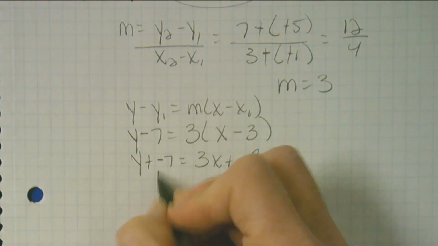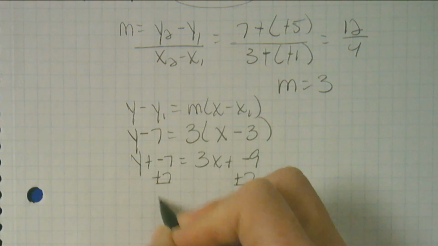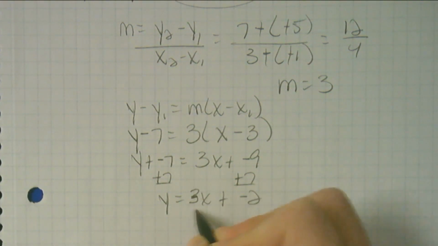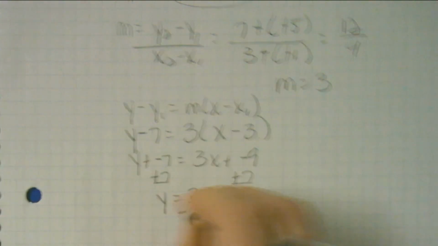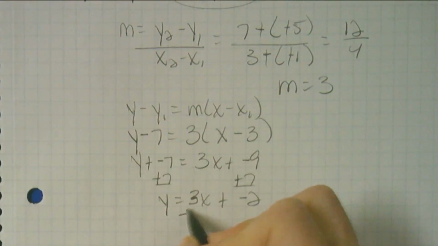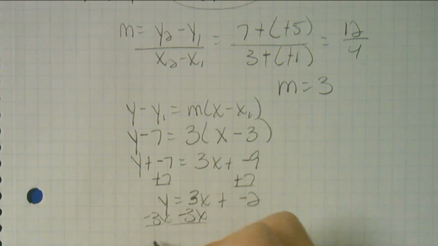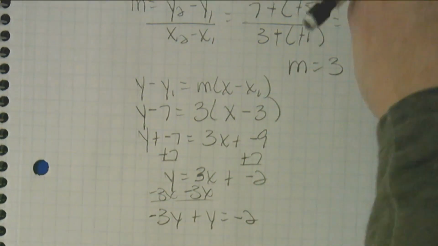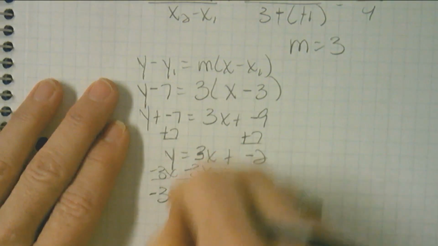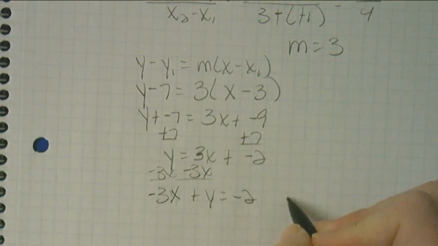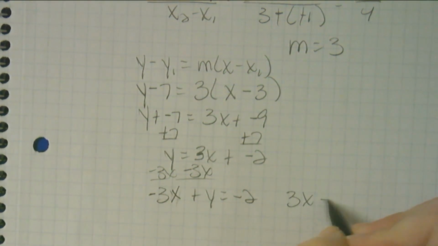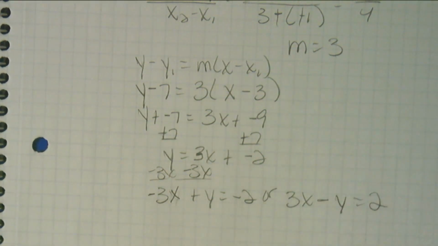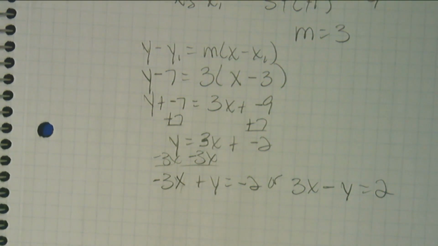I'm going to move my 7 first. I'm going to add 7 to both sides. So I get y equals positive 3x plus a negative 2. I'm going to subtract 3x from both sides, and I get negative 3x plus y is equal to negative 2. Now it is possible they had positive 3x minus y is equal to a positive 2. I'm going to say or here. Either one of those works.